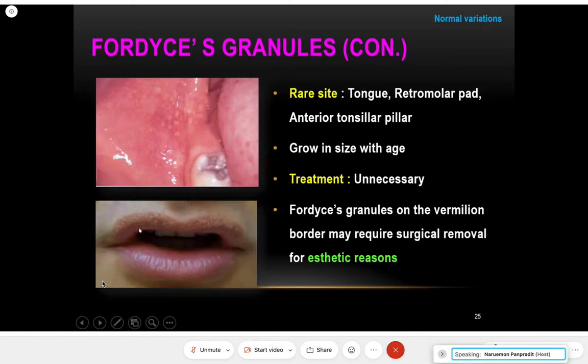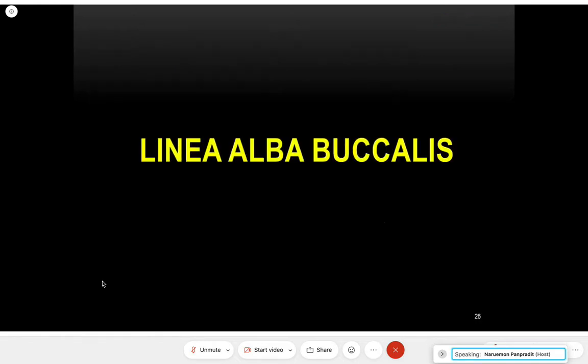However, someone may worry when it appears on the vermilion zone or vermilion area. If this is a problem, you can consult a dermatologist just for aesthetic reasons. Maybe they can use a laser to remove it or something like that. But if there is no worry, just explain to the patient and observe. Okay, is there any question?